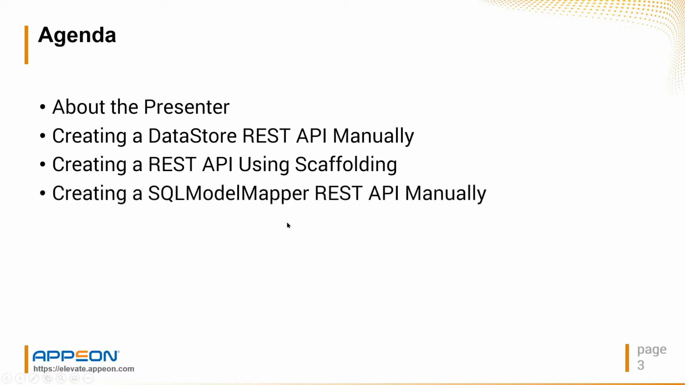We'll also look at creating a SQLModelMapper REST API manually. The difference between the SQLModelMapper and the DataStore approaches is that with the DataStore you can send the REST response, the JSON, back in a format that the DataWindow can then use to actually see row and column status information. That's normally not the kind of information that's sent in a REST API request. So it's very powerful, but it's also very PowerBuilder specific.